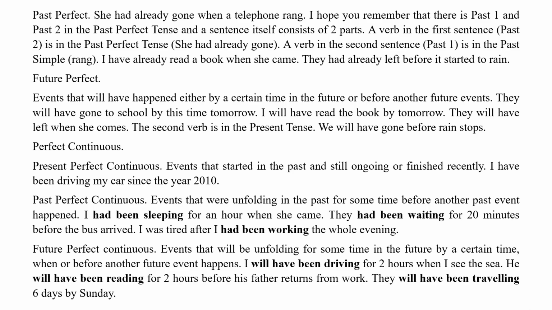Future perfect continuous. Events that will be unfolding for some time in the future by a certain time or before another future event happens. I will have been driving for 2 hours when I see the sea. He will have been reading for 2 hours before his father returns from work. They will have been traveling for 6 days by Sunday.